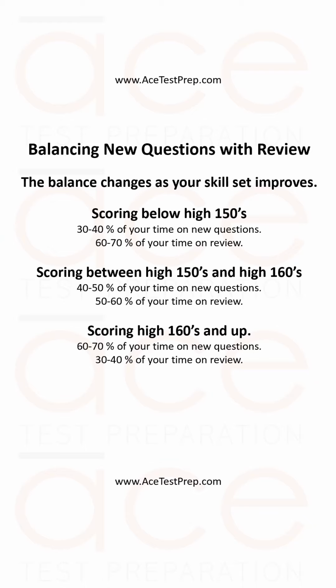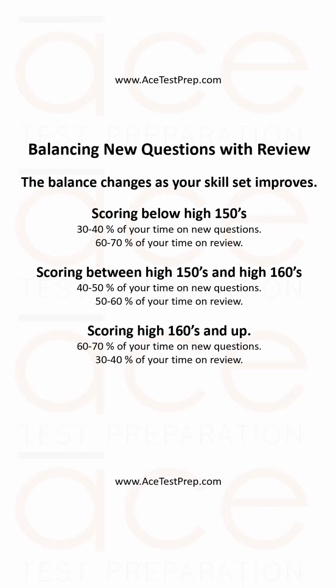Now, once you break into those high 150s, crack into the 160 range, you're going to want to split your time about 40 to 50% on new and 50 to 60% on review. And that's because it's going to take you a little less time to review. You're obviously getting a lot more questions right, a much higher percentage, and so it's going to take you less time to make sure that you're fixing all of the reasoning errors or problems that you might have seen in the questions that you've been doing already.